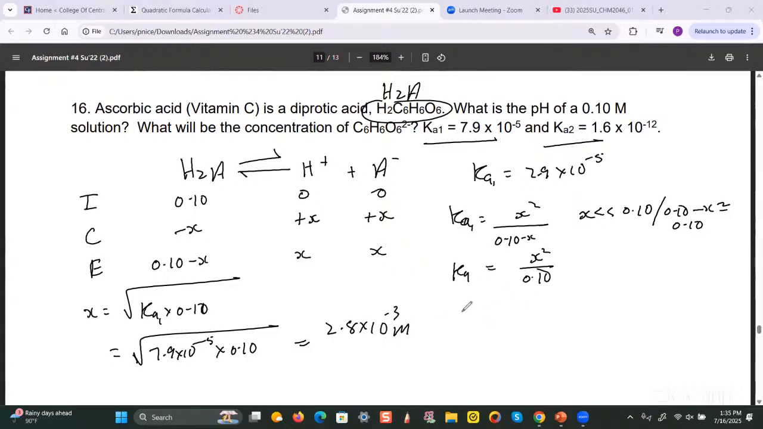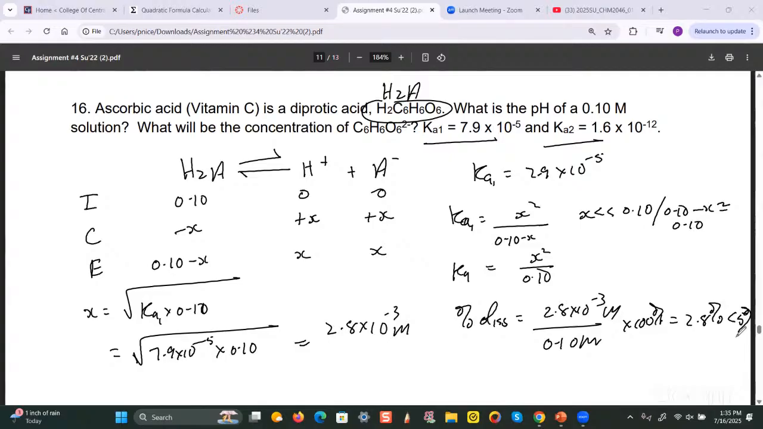Again, we do the percent dissociation, which would be equal to 2.8 times 10 to the minus 3 M divided by 0.10 M times 100%. So let's see what that gives. According to my calculation, this works out to be equal to 2.8%, which is less than 5%. All right. So therefore, the assumption is okay.